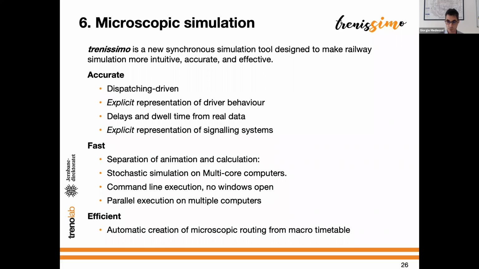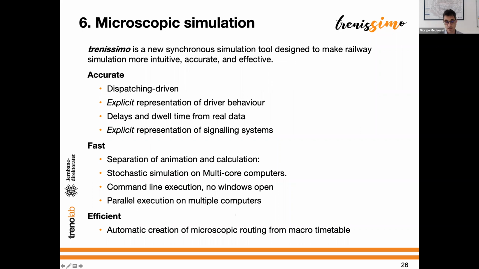So we can really decide what the driver does when it spots a restrictive signal aspect, a double yellow, a blinking yellow, and so on, depending on the country, because we can use as input the delays and dwell time distribution taken directly from real data, and because we opted for an explicit representation of the signaling system. So from the graphical icon and the animation of signals to how they are reproduced in the model, for each country, we implement natively its signaling system.